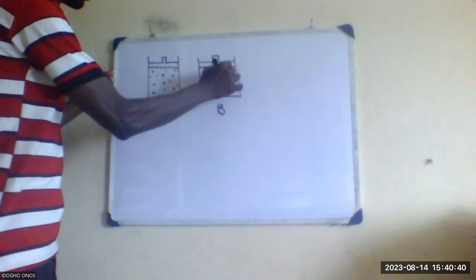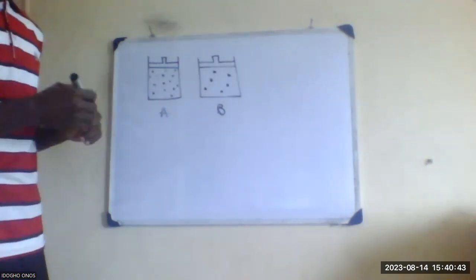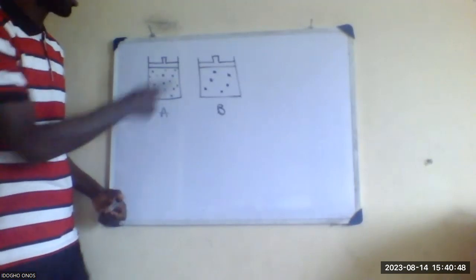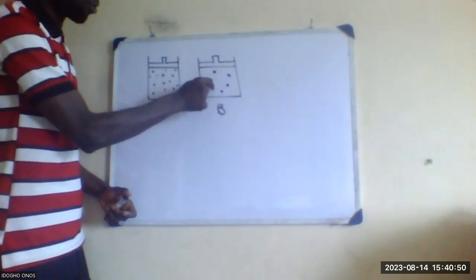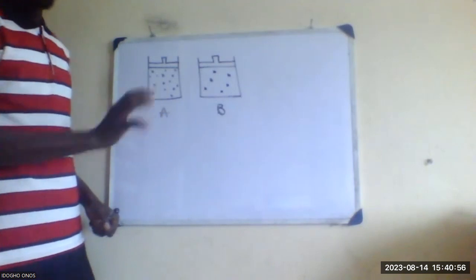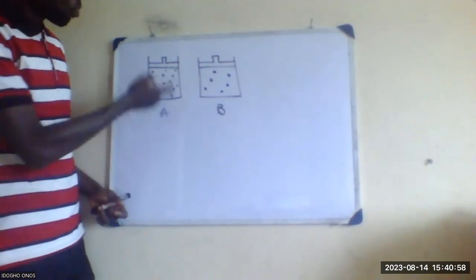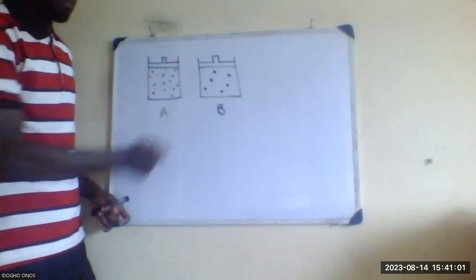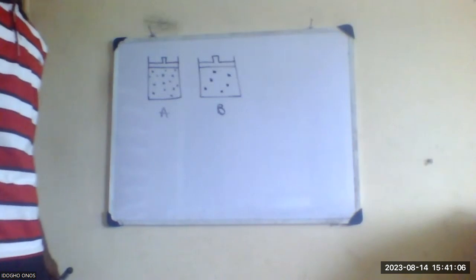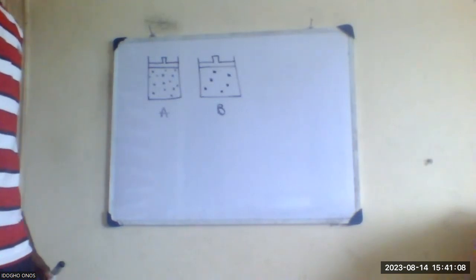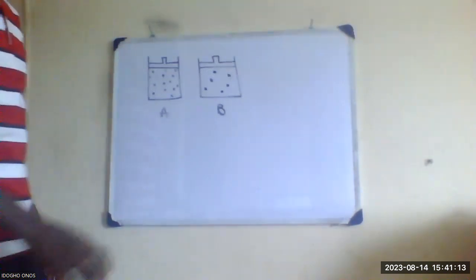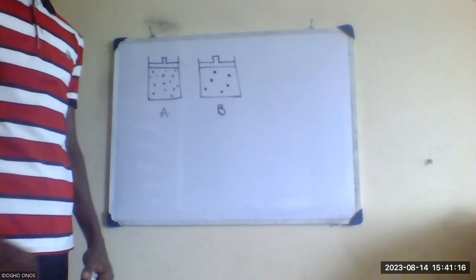The concentration of A is higher because the dots, the particles inside, are many. The concentration of B is less than A because the particles inside are fewer. So if that fact has been established, what do you think will happen to the rate of collision between A and B? Which of them will the particles collide faster? B? That is wrong.